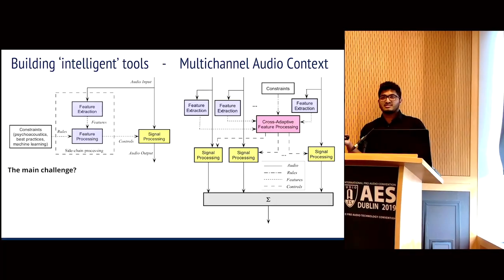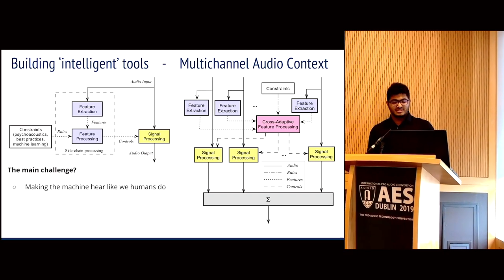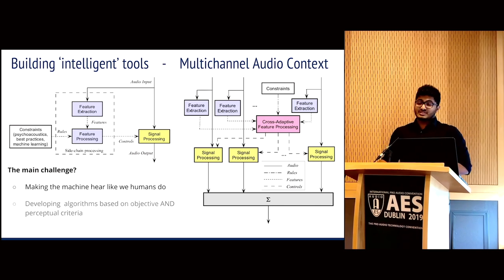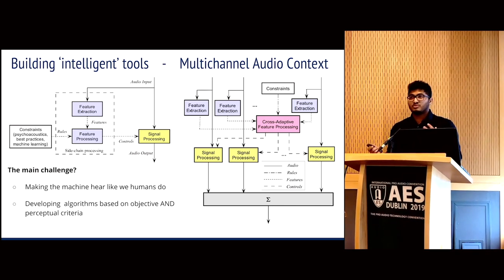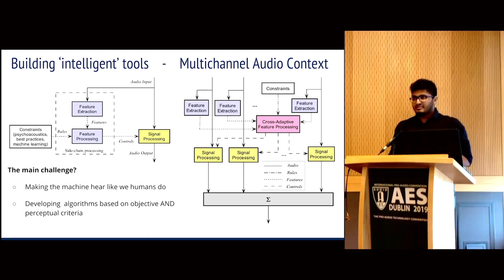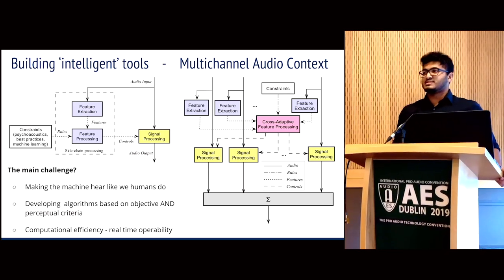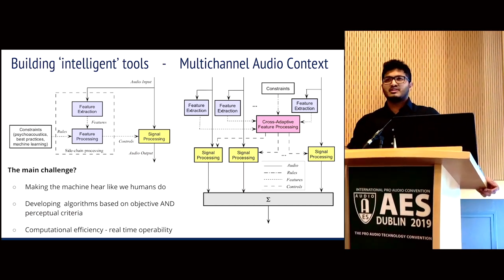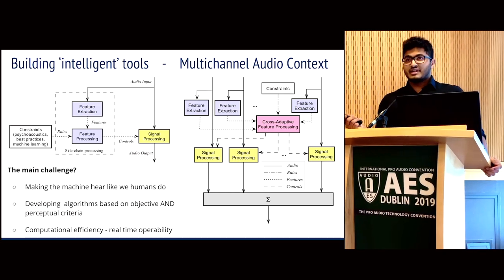So what's the main challenge in the case of automatic mixing? Well, it's hard to make the machines hear like we humans do, so we have to consider perception. This means that we have to develop our algorithms keeping in mind both objective as well as perceptual criteria. And automatic mixing is not just a thing of the studio. You could have a live music performance and you want to quickly try out different automatic mixing tools, which means you have to take care of real-time operability.